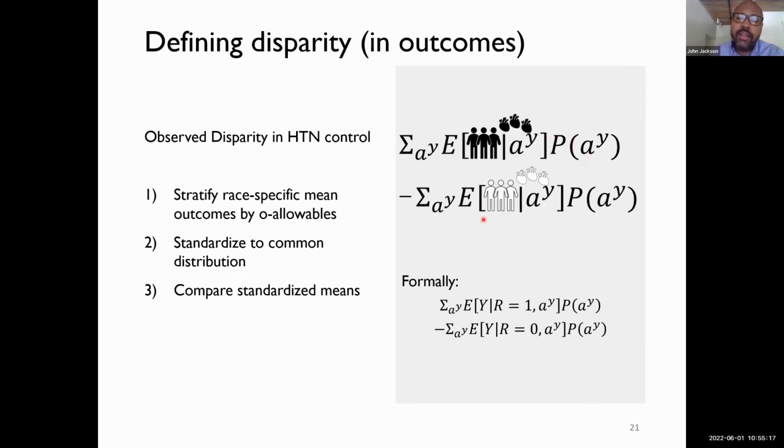And this is not a causal measure. This is not an effect of changing this group's race to be that group. It's not even a causal effect of intervening to shift the distribution of age and sex. It's just simply a descriptive measure.